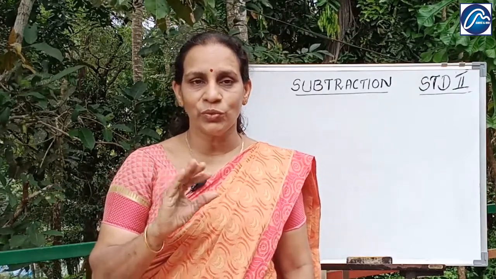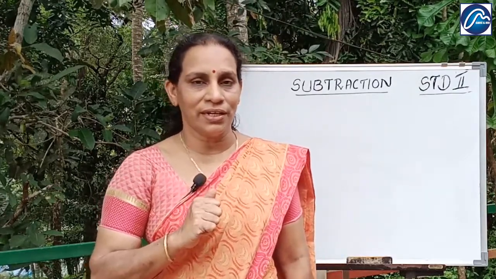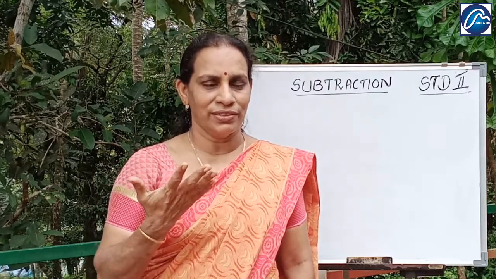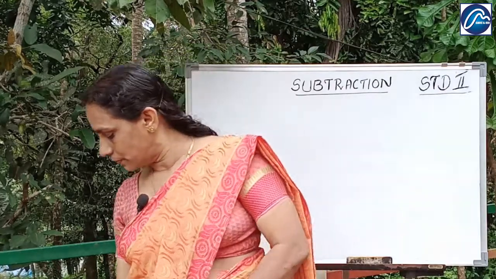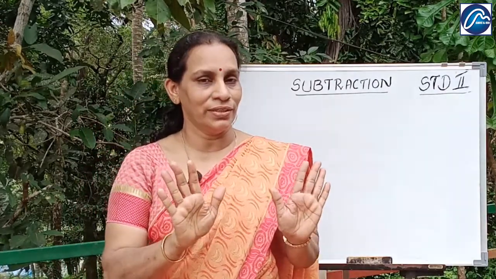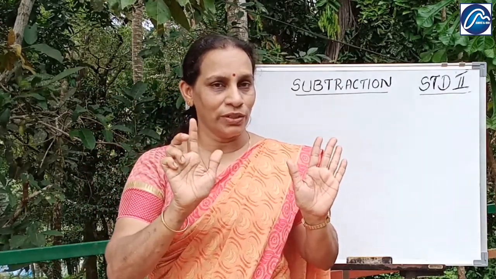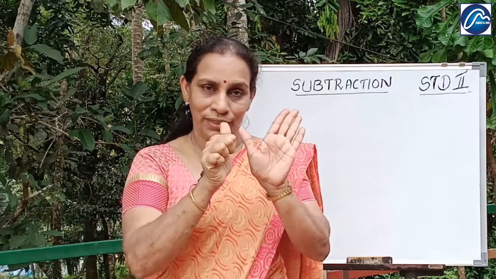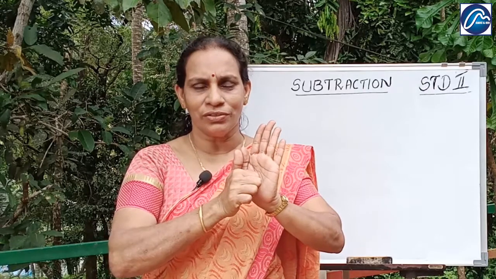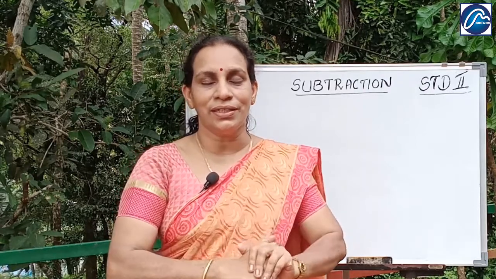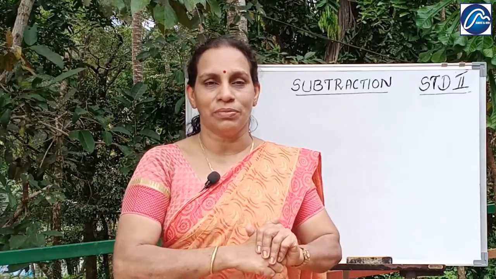How did you do this? How do you do it? You will take 10 fingers, then you will fold 1, 2, 3, 4 fingers, then the remaining fingers are 6. This is the way you are doing it now. So let us study more about subtraction. Okay.